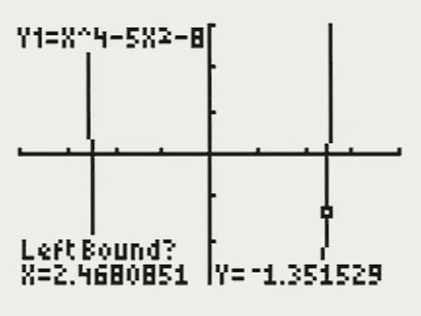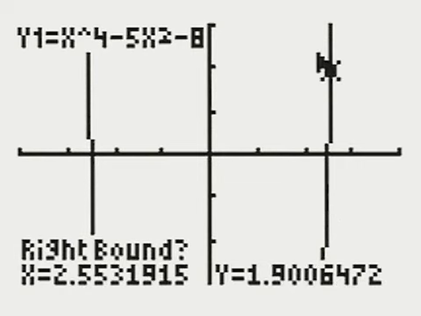We want to be to the left of that point. So we're to the left right now. We'll hit enter. I'm going to go to the right next. Move over one. Hit enter. And remember that we can use the bound as a guess, so we'll just hit enter here. We'll see that our second solution is x equals 2.50.